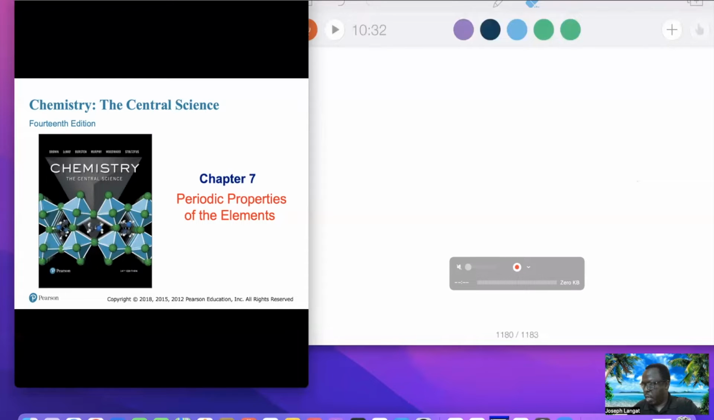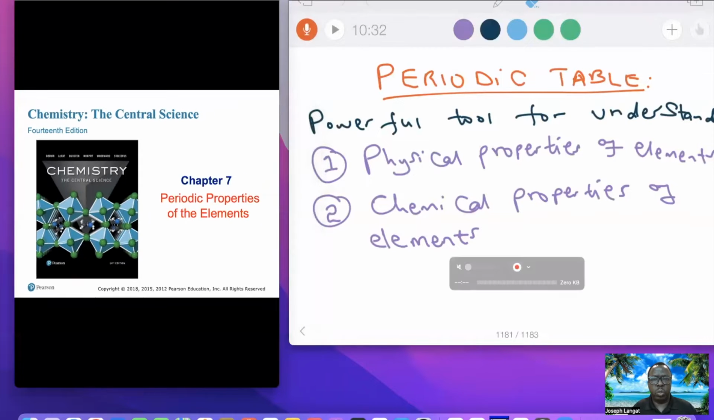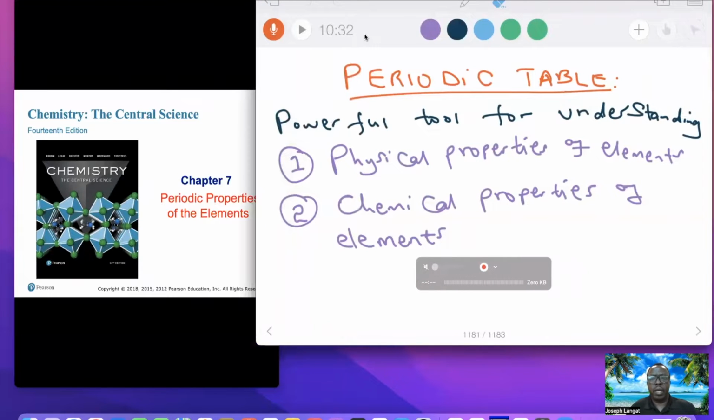It turns out that the periodic table is a powerful tool which enables us to understand physical properties of elements. When we say physical, this refers to either the color or the trend in densities of elements on the periodic table.